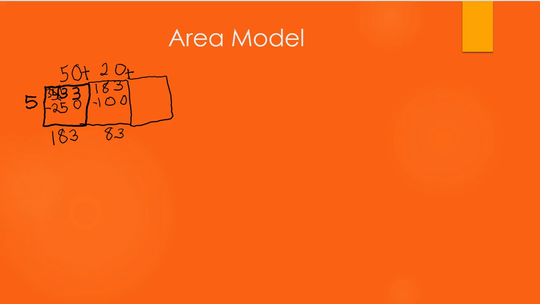So now we have 83 in the box, and 10 times 5 is 50, and I would have 33. Another addition sign, and then the 33 is going to come up in the box.